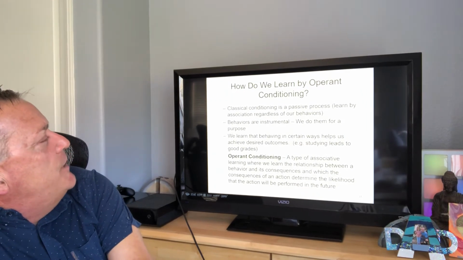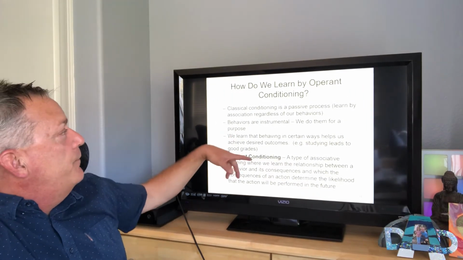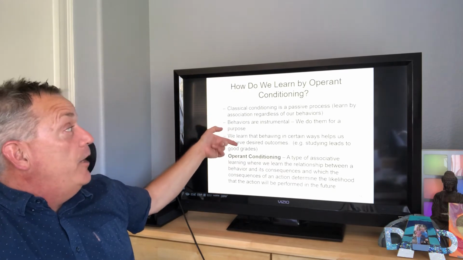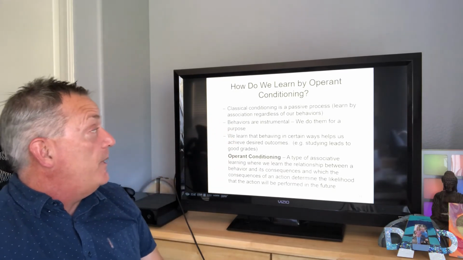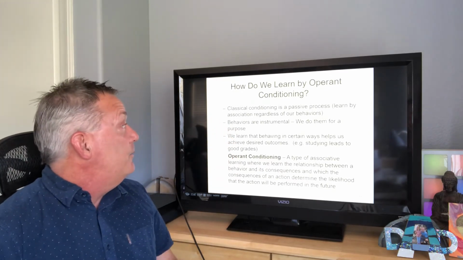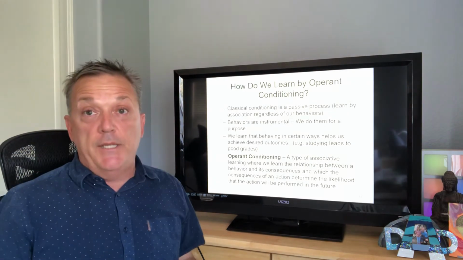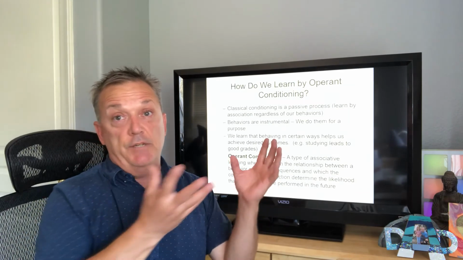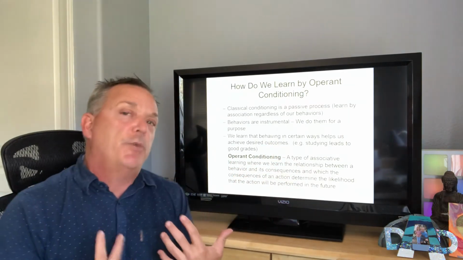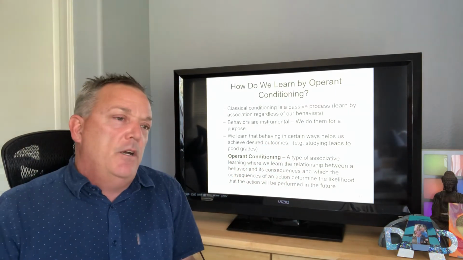Classical conditioning is a passive process, learned by association regardless of our behaviors. Behaviors are instrumental. We do them for a purpose. We learn that behaving in certain ways helps us to achieve desired outcomes. For example, studying leads to good grades. And so this is the idea, instead of classical conditioning, of operant conditioning. How are we operating on the environment?